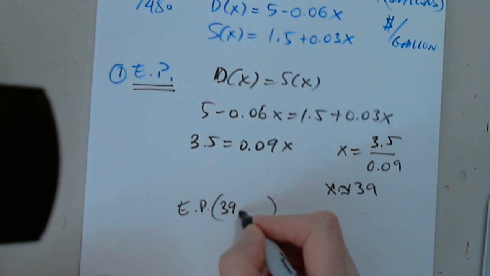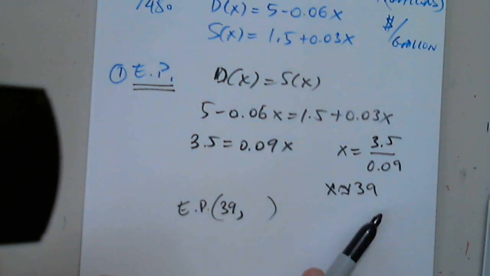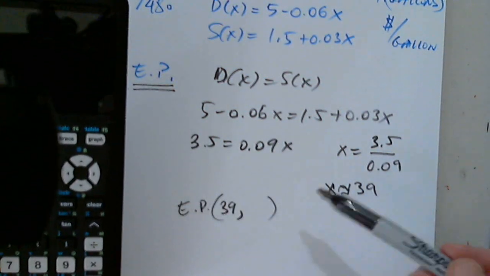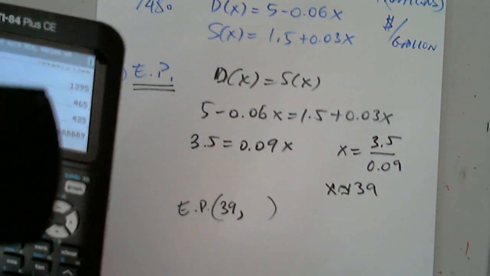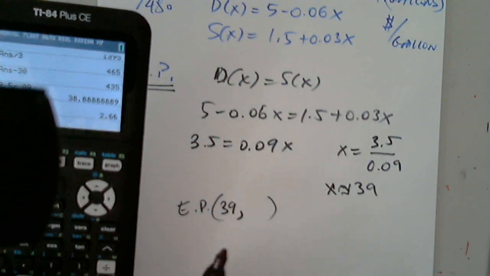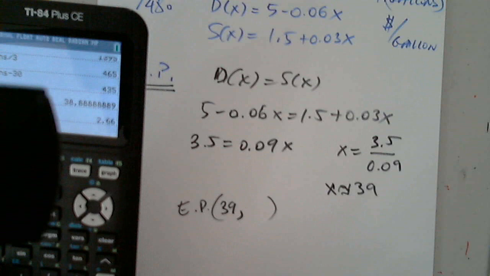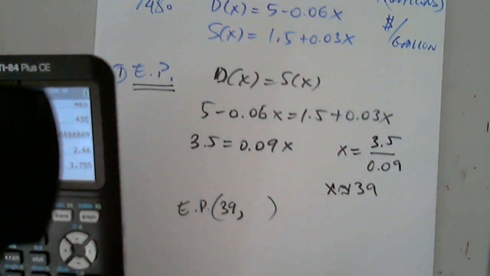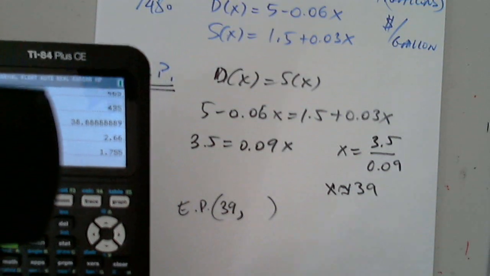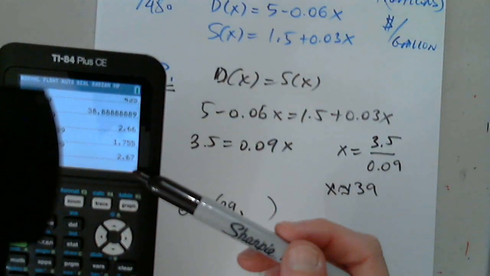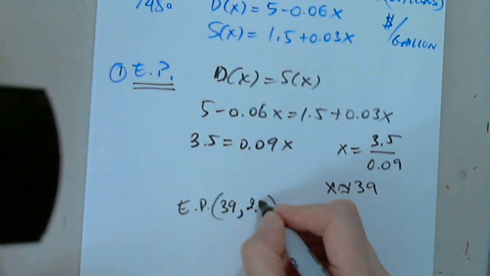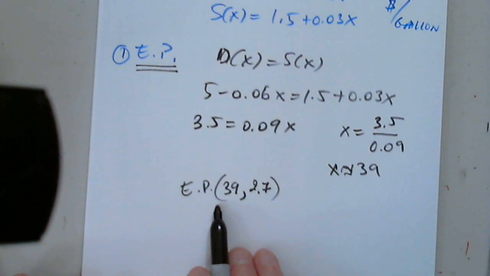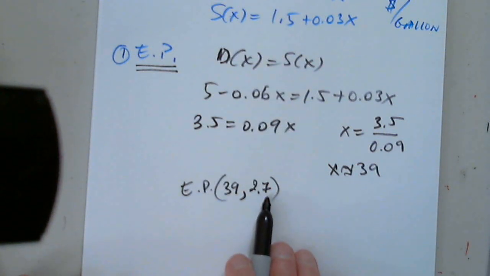So then the equilibrium point has two coordinates. X is 39, comma, and I have to determine the price when x is 39. Both of them have to be the same, right? It's going to be a minor difference because I approximated it. So 5 minus 0.06 times 39, and 1.5 plus 0.03 times 39. I just want to see for 1 second. 2.67, 2.66. I'm okay. So 2.7. So 39 units at the price per unit of 2.7.